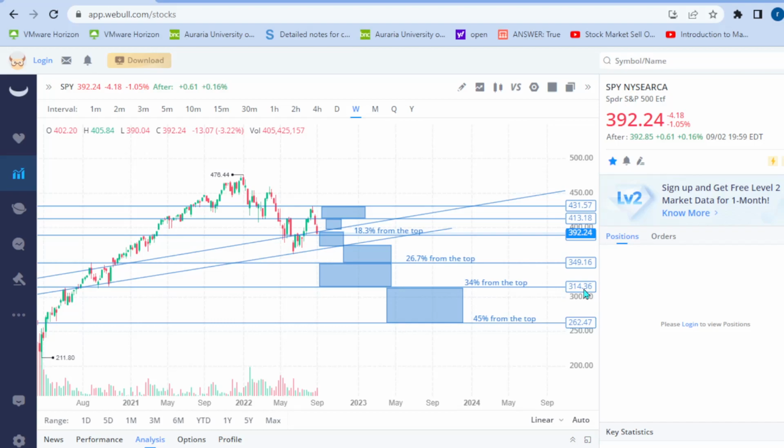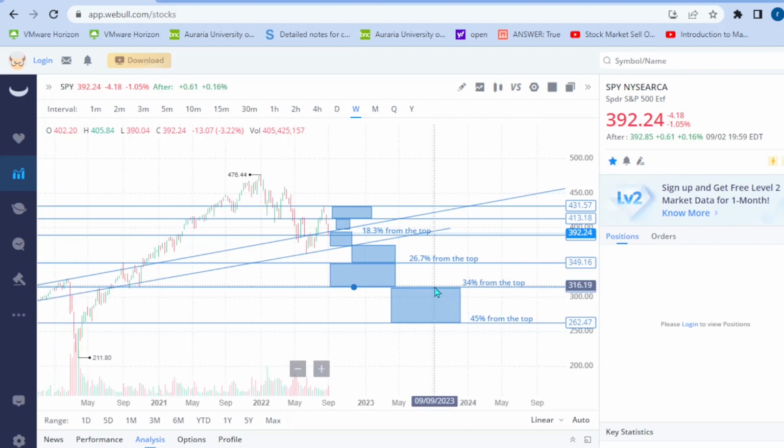Now, if we do see that full-blown capitulation, which I do think could be possible just depending on the geopolitical news, then I think we could hit all the way as low as 262.47, which is 45% from the top. Now, I'm not saying that this is highly likely. I'm just saying, if we do see that full-blown capitulation, do be aware of these zones. So especially this zone right here and this zone right there for full-blown capitulation.